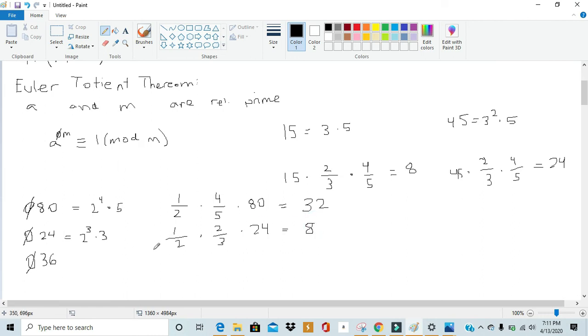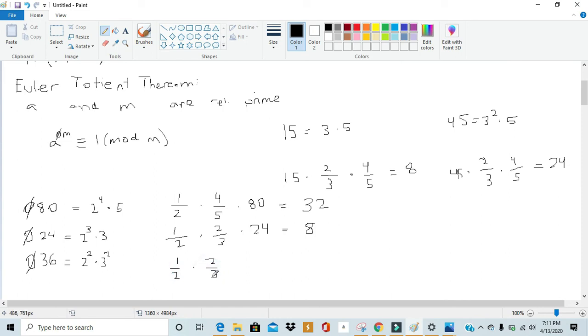The totient of 24 is 8. Now finally, we need to find the totient of 36. The prime factorization of 36 can be written as 2 squared times 3 squared. Now we do the same thing as before: 1 less than 2 over 2, and 1 less than 3 over 3. So we'll get 1/2 and 2/3 again.